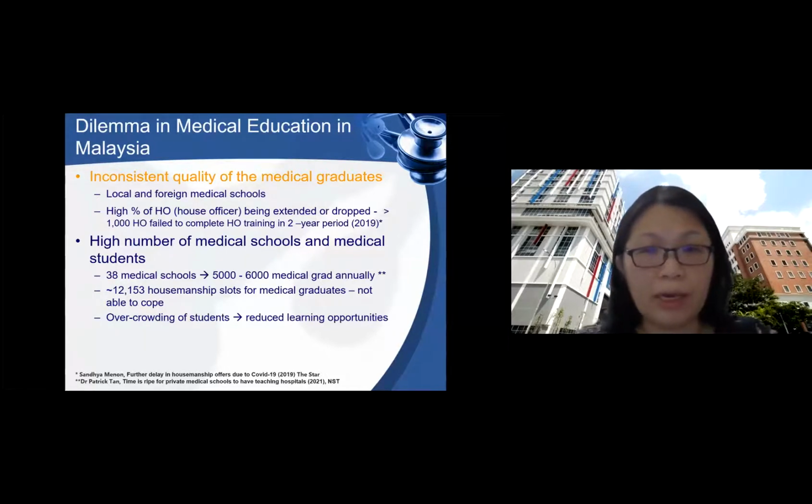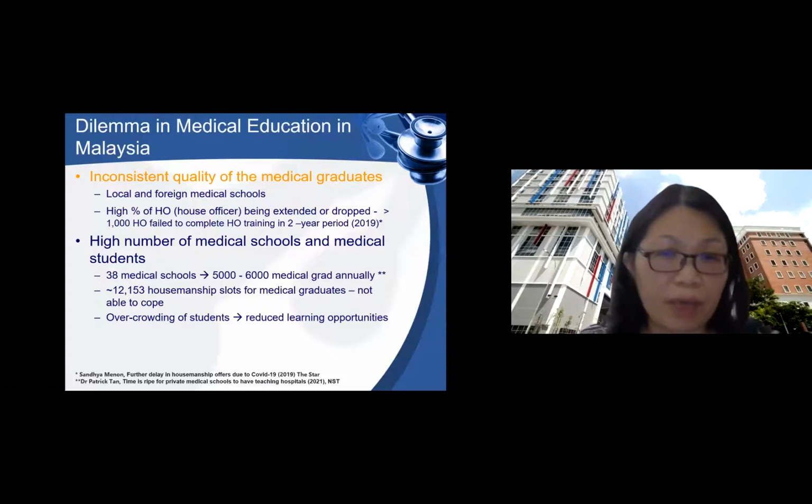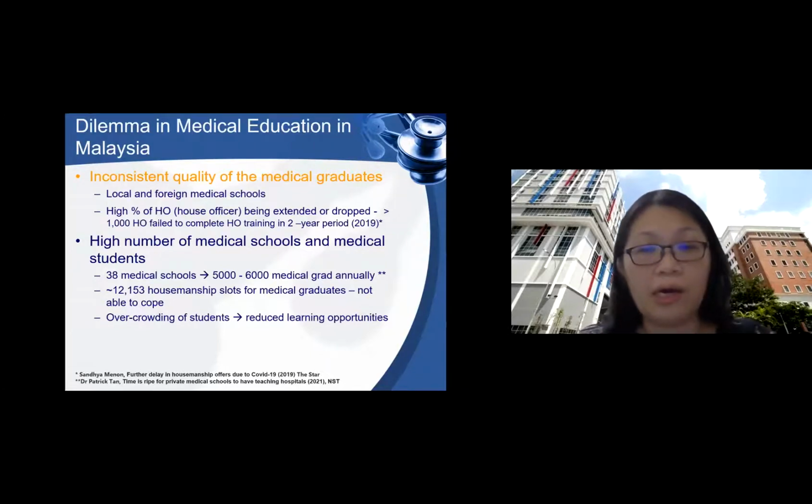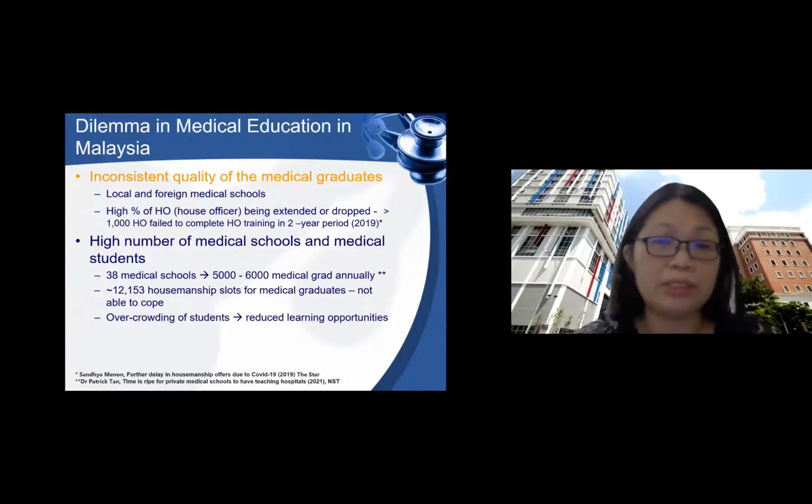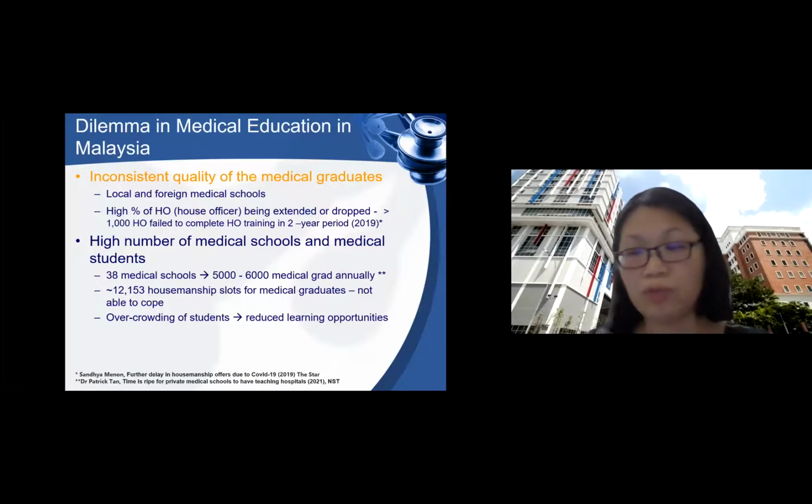As you all know, we have quite a number of medical schools in Malaysia, 38 of them. At the same time, the Malaysian government also recognizes medical degrees from overseas. Because of this enormous number of medical graduates coming back to Malaysia for housemanship training, and they are trained in different backgrounds and structures, their quality is sometimes not consistent. Even though we have a standard to follow, different schools may have their own way to deliver the program. Therefore, the quality is not really assured.